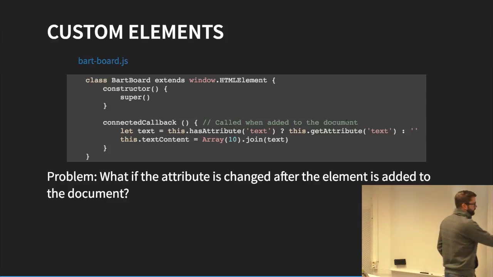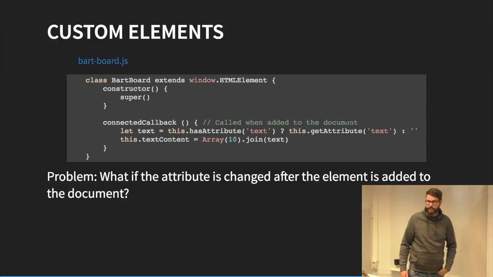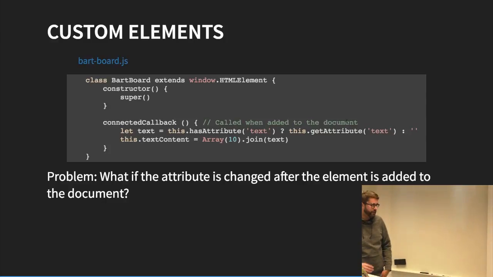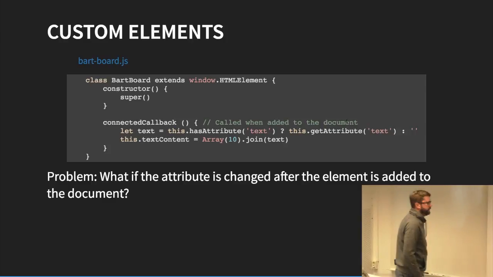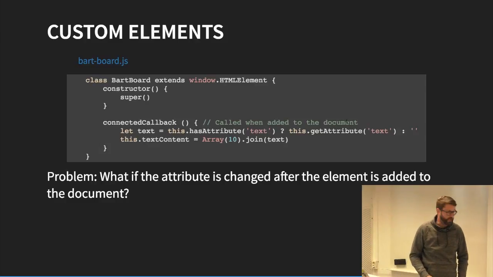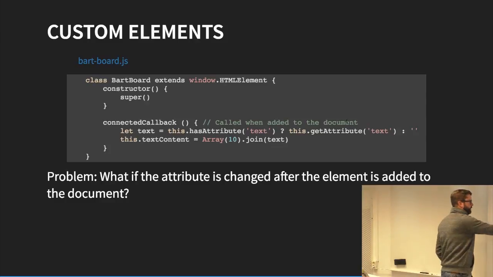We can override a function called connectedCallback, or a method. The connectedCallback is called when this element is added to the document. Basically when you do an appendChild, or when the rendering engine finds it in the initial parsing of the page. Then connectedCallback will be called.